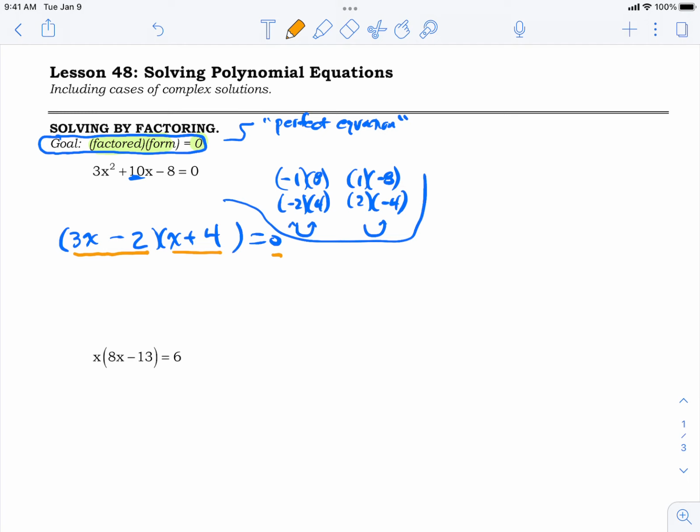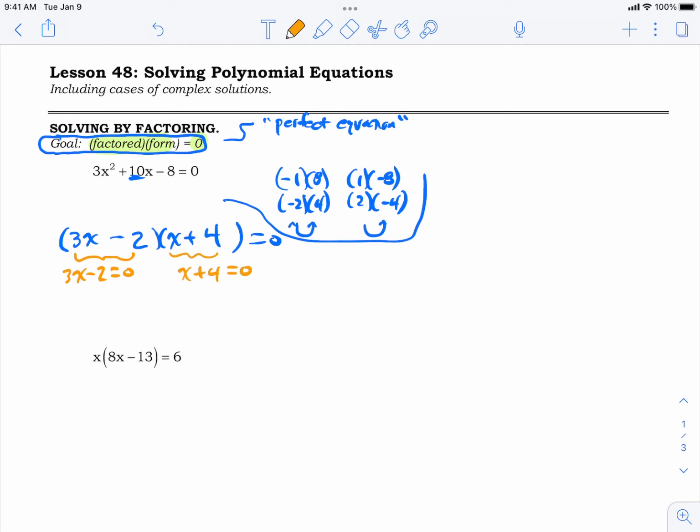You can't take two things that are not 0. You can't multiply 2 times 3 and get 0. You can't multiply 4 times 5 and get 0. One of them has to be a 0. See, that's the big thing here. So having the 0 on the right means that one of these things has to be 0. So either 3x minus 2 is equal to 0, or x plus 4 equals 0.